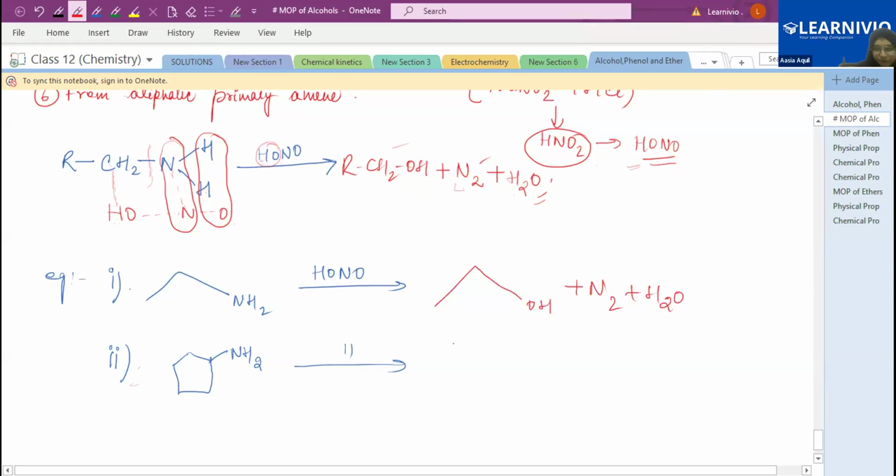In the place of NH2OH plus N2 plus H2O. Okay. You will get your cyclopentanol. Cyclopentanol you will get, plus your N2 gas plus H2O.